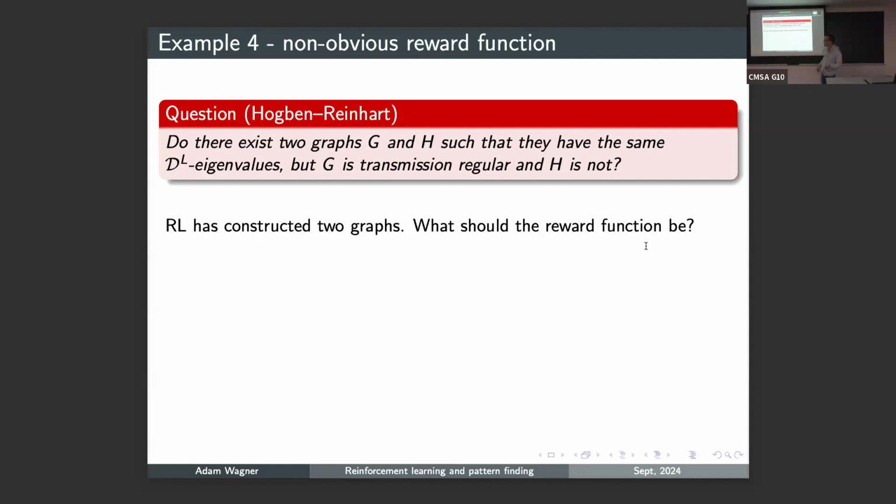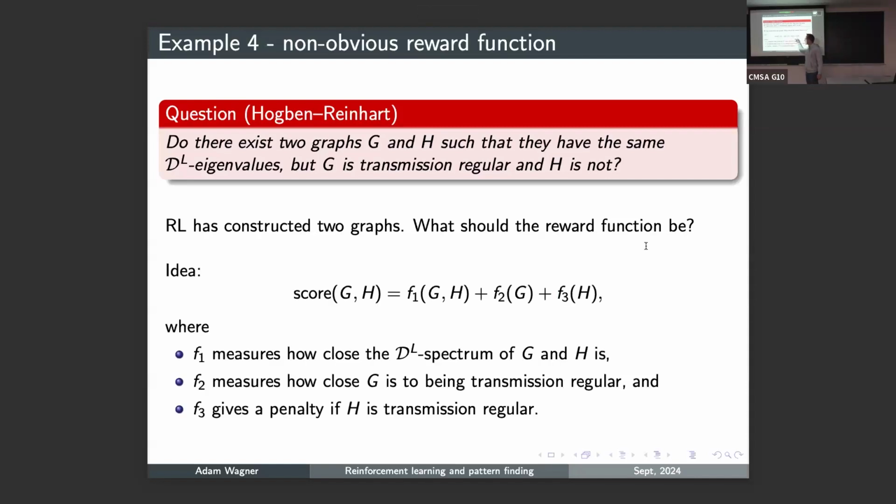Because the reward function probably would have these 3 components. A natural way to do it would be to have a component that measures how close the distance Laplacian spectra are to each other. Would have a second component that measures whether or how close G is to having this rare regularity property, and maybe a penalty function that gives a penalty if H happens to also have this kind of regularity property. So now what we have is a reward function that has 3 completely different components that try to teach the 3 different things at the same time to the network.